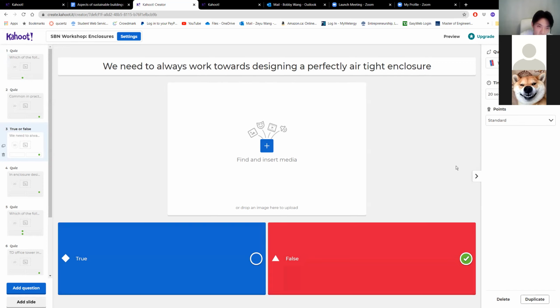So it's really like a balance. Sometimes you don't want to overdo it. And perhaps the easier way to say this: we can never design a perfectly airtight enclosure. It's not possible that we design that. So yeah, it's false.